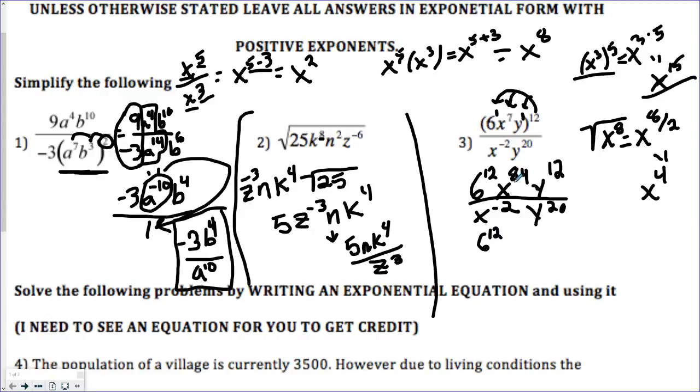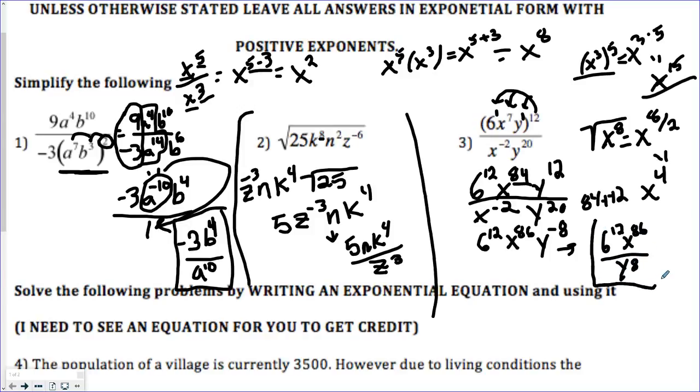Now be careful here. This is 84 minus negative 2. 84 minus negative 2, which makes it into a plus, which makes it 86. So it'd be x to the 86. And then here we'd have y to the negative 8, because 12 minus 20 is a negative 8. Again, I don't want negative exponents, so I'm going to do the same thing I did in the last problems. I'm going to put that negative 8 on bottom, along with the y it's attached to. And here we go. That'd be my final answer.